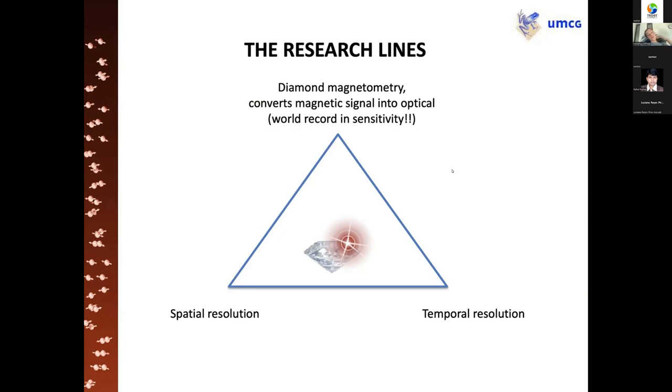And we now use that sensitivity in two different ways. On the one hand, we use the sensitivity to gain spatial resolution, so to measure things that are very small. And on the other hand, we use it to measure things that happen fast. And today I will mostly talk about the one on the left, so to measure small things.